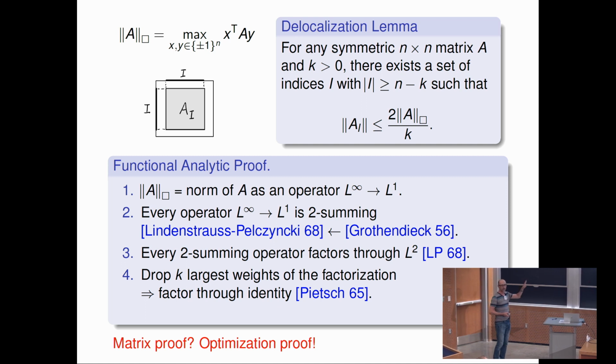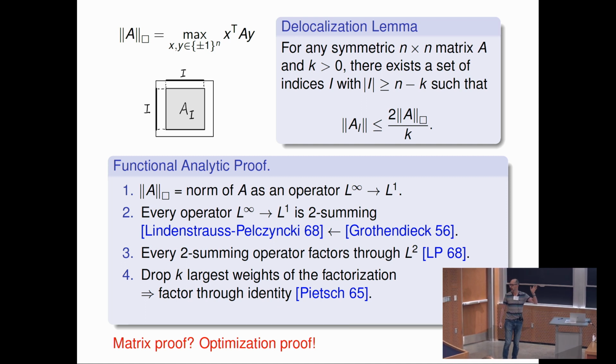And the functional analytic proof, I'll go very fast over it because a few people know what two-summing operators are, but this is really how you can combine existing old results in functional analysis from the 60s, 70s, and 80s to give the proof. So the cut norm, you realize that this is actually an operator norm. It's an operator norm, but not from L2 into L2. It's from L infinity to L1, if you write it up.